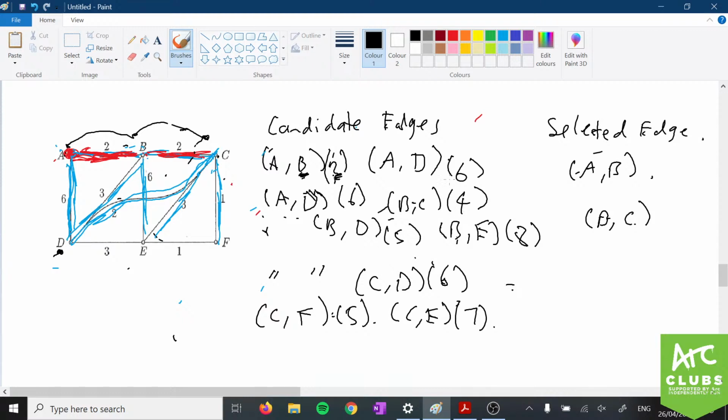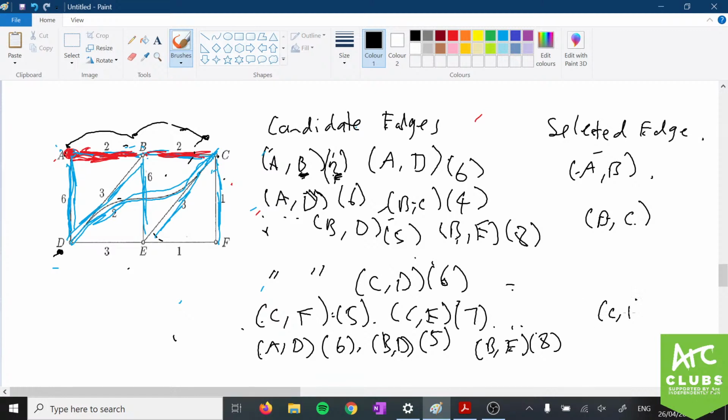That's the additional edges, and there are some edges from the previous step we didn't select. So like AD is still here, and BD is still here, which is 5, and BE is also here. And out of these, we just select the smallest one again, which is CF with 5.